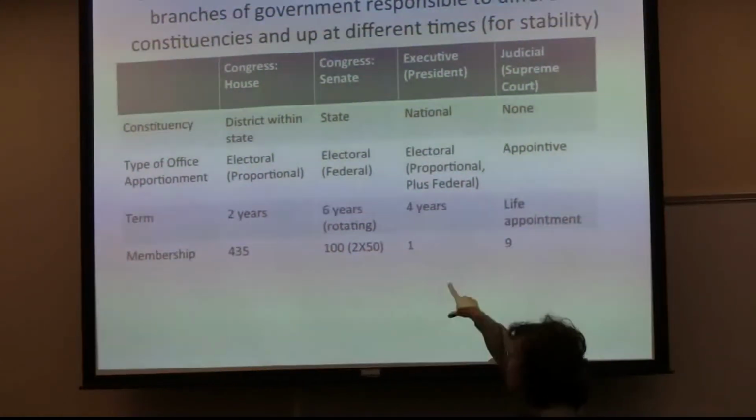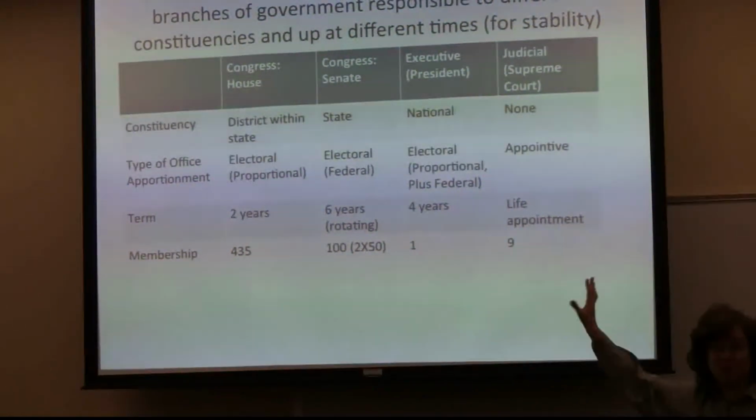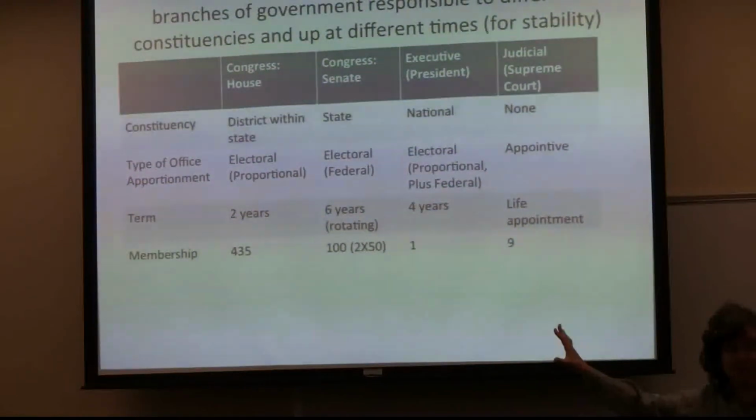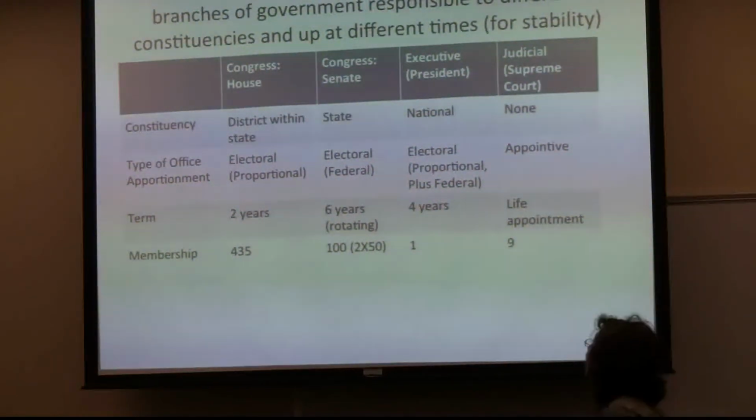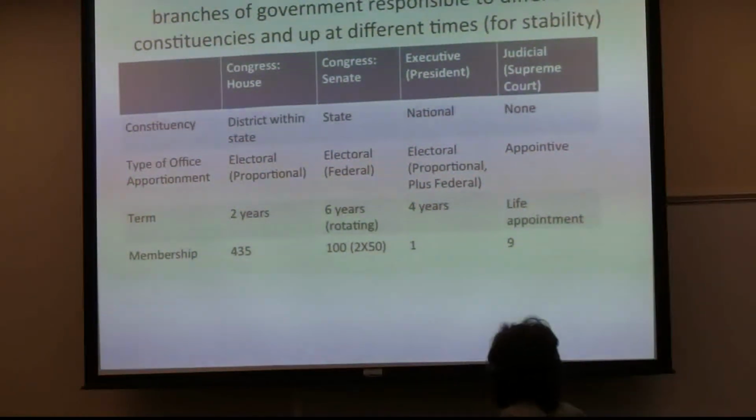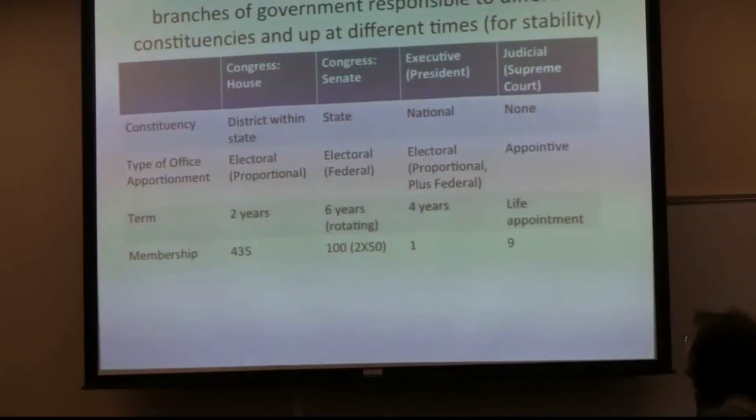Because it's state-based. They rotate the offices so that there's always a majority in there who weren't elected on whatever the passion of the moment is for that particular year. And there's 100 representing each state. You have one president who represents the nation. His constituency, in essence, is all of the states, right? All of the people in all of the states.